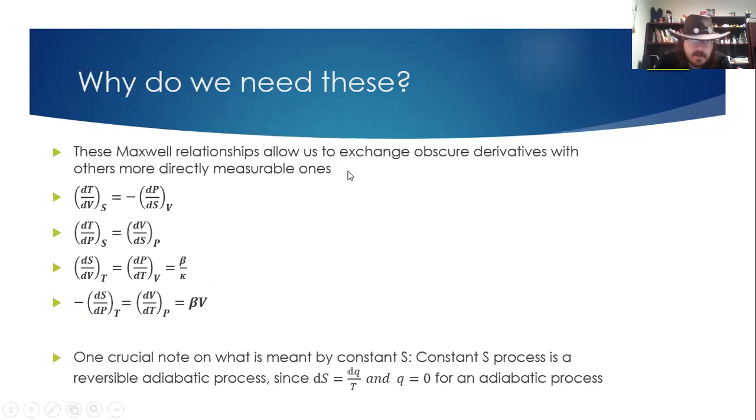Finally, essentially, these Maxwell relationships will allow us to exchange obscure derivatives that we don't know how to find with something that we can find. And that's what we're going to be using.